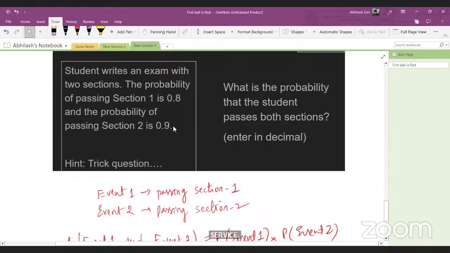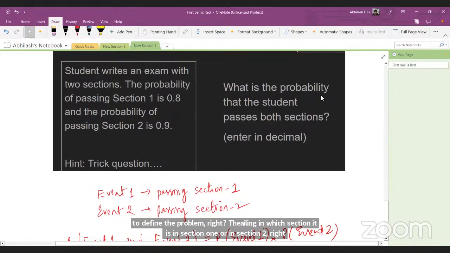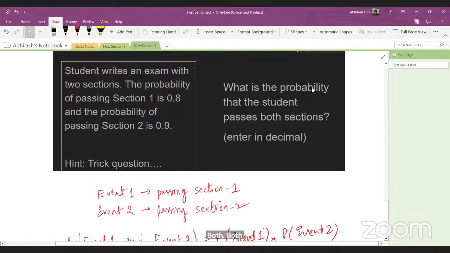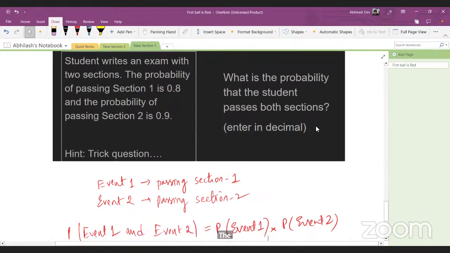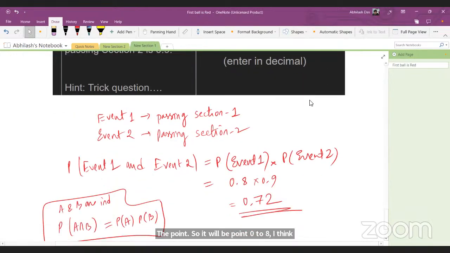See, failing depends, right? You have to define the problem. Failing in which section? It is in section 1 or in section 2, right? Both. If both, then it will be independent, right? Then in that case, you can multiply 0.2 into 0.1. So 0.2 into 0.1 will be 0.02, right? Okay, let's go to the next question.